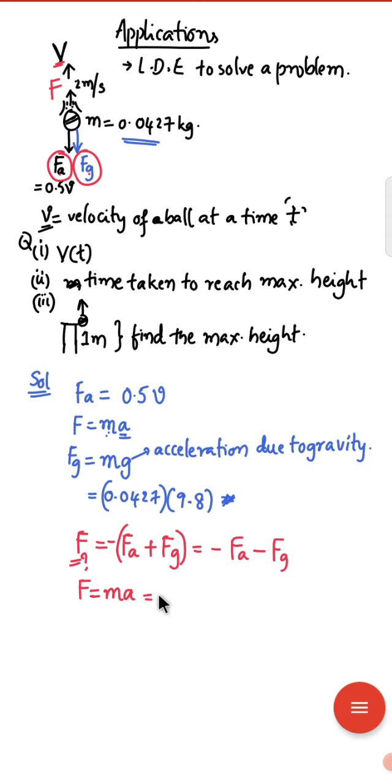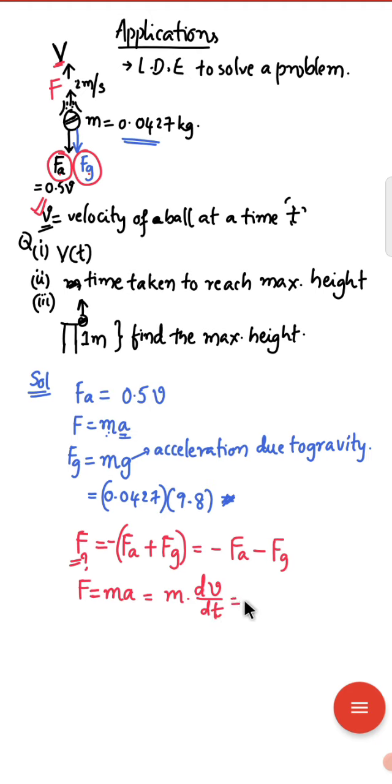What is the acceleration? Acceleration is nothing but the rate of change of velocity. So we take mass, it is already given, the small v is the velocity of the ball at a time t. So we take that small v differential as the acceleration, so the force becomes m into dv by dt.